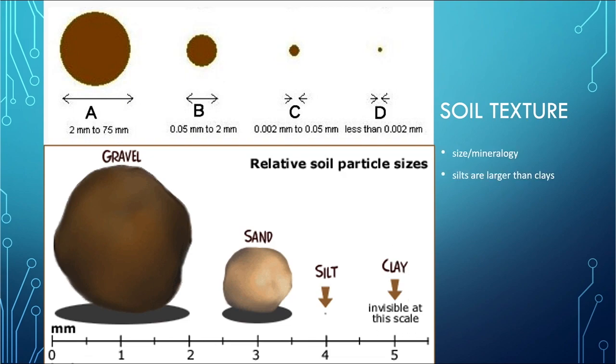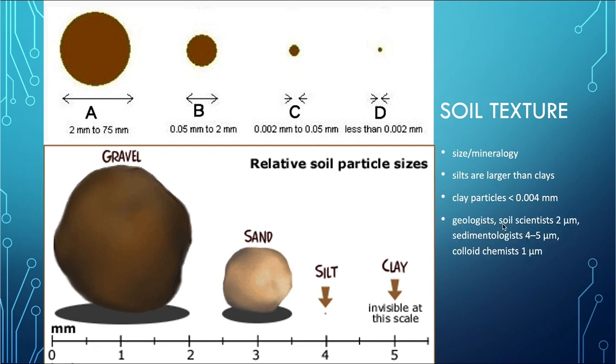And the size and mineralogy of soil is looked upon as a way to understand what sort of soil you have. And we know that silts are larger than clay, and clay particles are classed as less than 0.004 millimeters, which actually is 4 micrometers. But geologists and soil scientists define clay as being 2 micrometers in diameter, whereas sedimentologists use 4 to 5 micrometers in diameter, and colloid chemists 1 micrometer. So there is no consistency in how clay particles are defined.